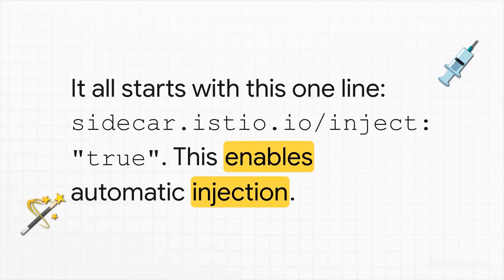And here it is. This is the magic line. The moment you apply this to a namespace, something really cool happens behind the scenes. Istio has this webhook that basically watches for any new pods. And when it sees one, bam, it automatically shoves the sidecar container in there. It feels like magic for sure, but we need to understand how the trick is done.